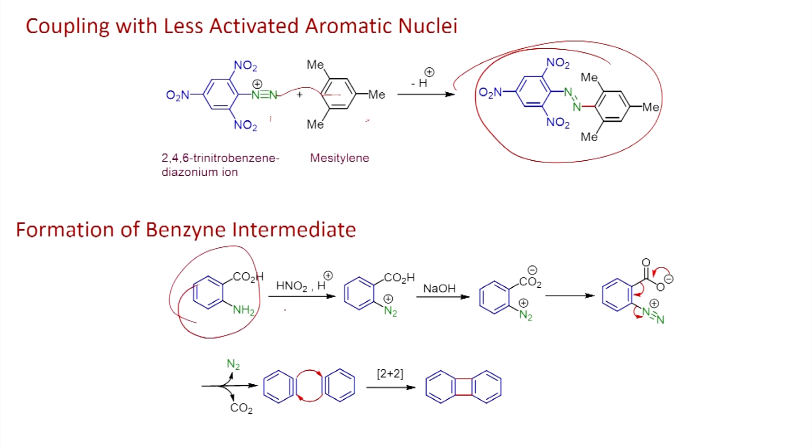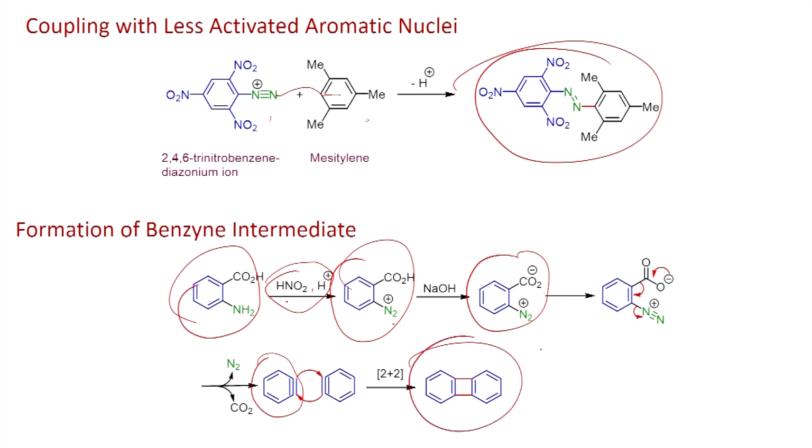As we have seen in the earlier lecture, in acidic medium in the presence of nitrous acid, you can convert it into the diazonium salt. Once you have this, when you react it with the base, you can generate this intermediate, which can lose carbon dioxide and nitrogen to give benzyne as the product. If you do not have a nucleophile in the reaction medium, the benzyne can undergo dimerization to give this tricyclic compound as the product via 2+2 cycloaddition.